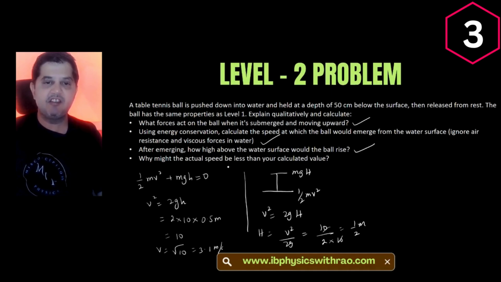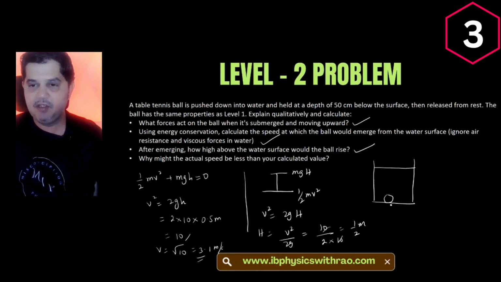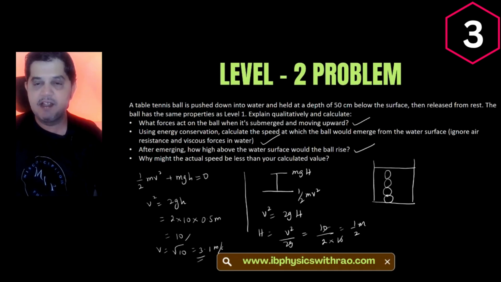Why might the actual speed be less than your calculated value? Why should it be lesser? What's the reason? See, you assumed the ball was in the container, this was the surface, this was the ball here. The moment you left your hand, do you think the velocity was v equal to root 10, 3.1 meter per second? No, it was 0 here. And as the ball started moving upwards, it started gaining its velocity.